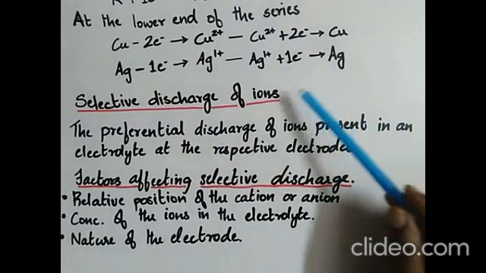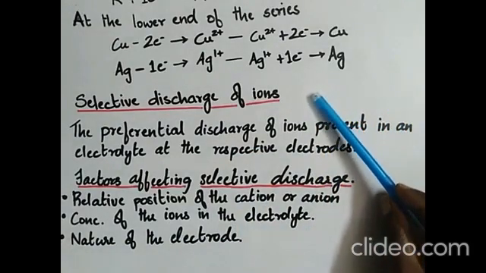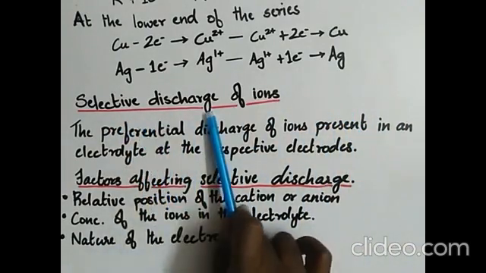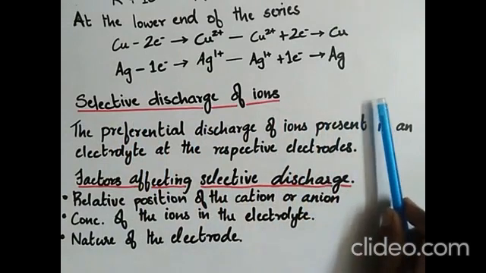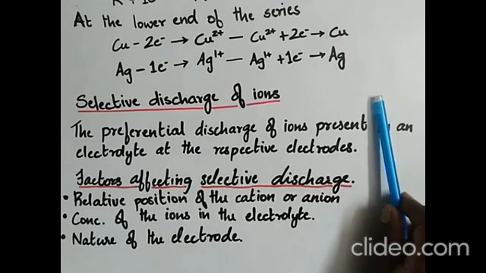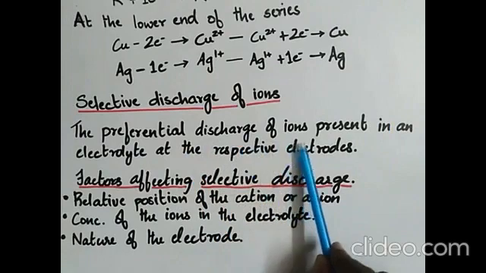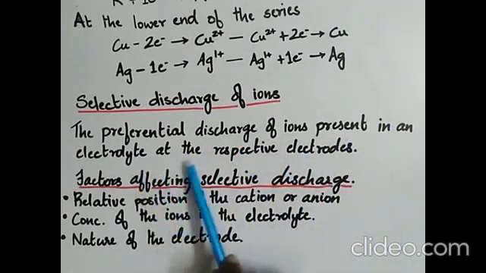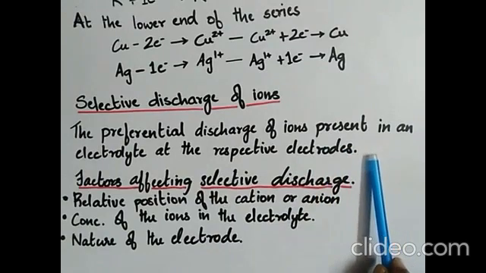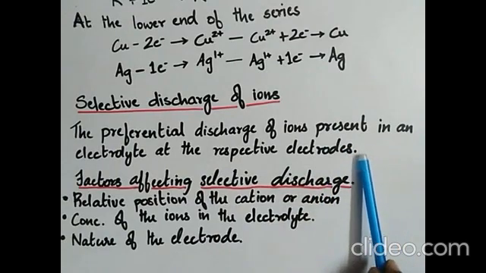The other concept which you have to learn before going to learn about exact electrolysis of certain substances is selective discharge of ions. So in a solution of an electrolyte, you find both anions and cations. So there will be more than one anion and more than one cation. So there will be a preferential discharge of ions present in an electrolyte at a respective electrode depending on the electrochemical series. So you'll have to learn the electrochemical series by heart.